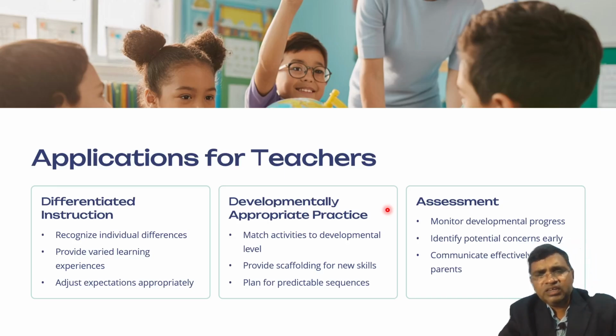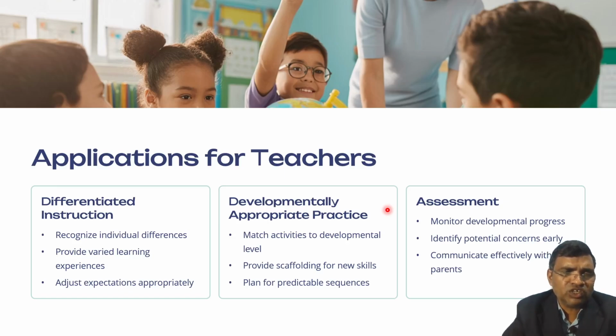So what does the teacher have to do here? Differentiate instruction. You cannot give the same instruction to all the people. You should recognize individual differences. You should provide learning experiences to different people according to their age, their understanding level, and their heredity. Adjust expectations accordingly. You cannot expect everything the same from all the people, as different people have different ways of performance.